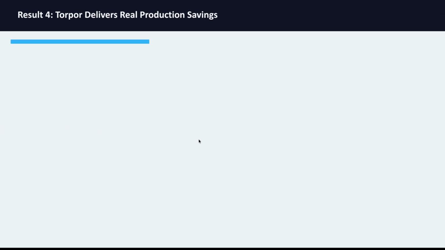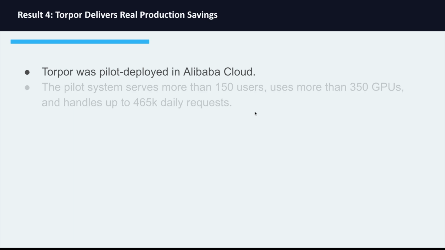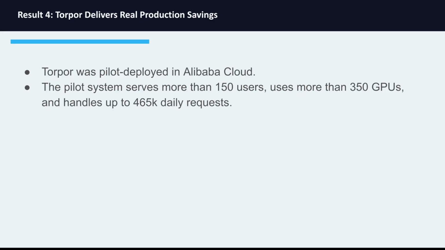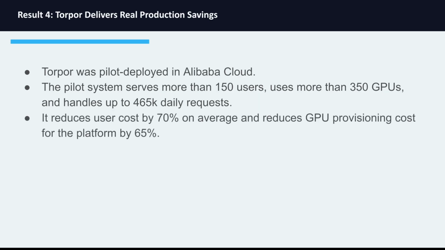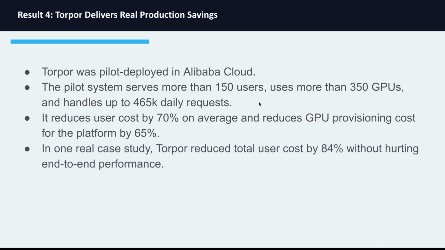So here's result 4. Torpor delivers real production savings. So you can see how much you can save in production with Torpor. Torpor was piloted, deployed on Alibaba Cloud. And the pilot system serves more than 150 users and uses more than 350 GPUs and handles up to 465,000 daily requests. So it reduced the user cost by 70% on average and reduces the GPU provisioning cost for the platform by 65%. In one real case study, Torpor reduced the total user cost by 84% without hurting end-to-end performance.